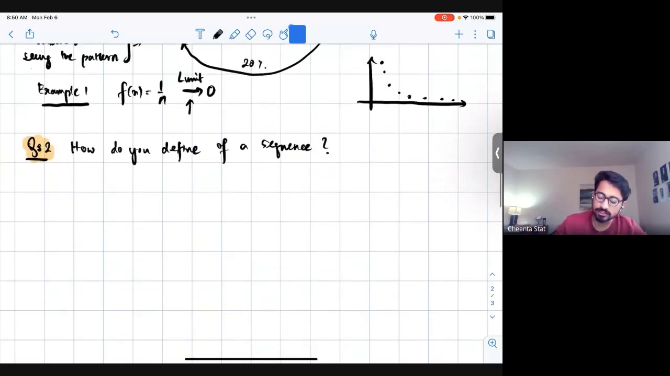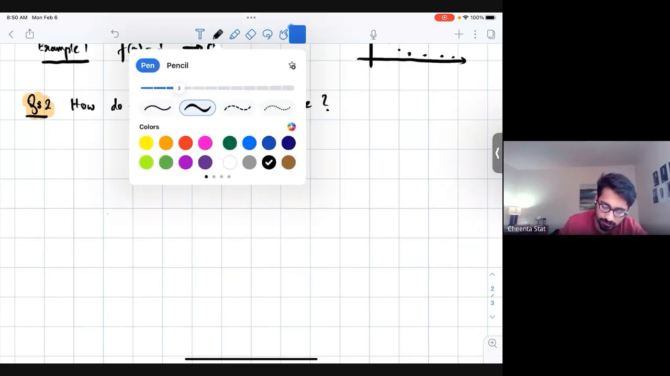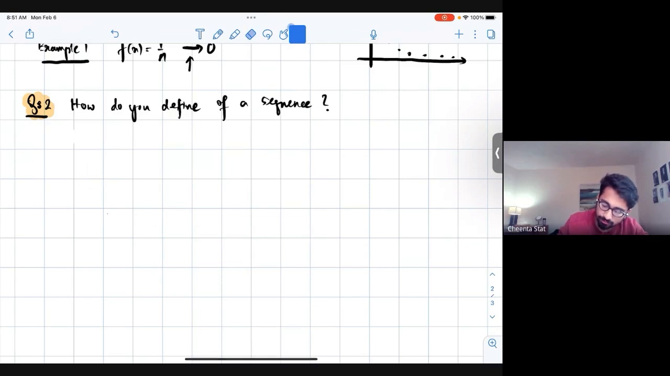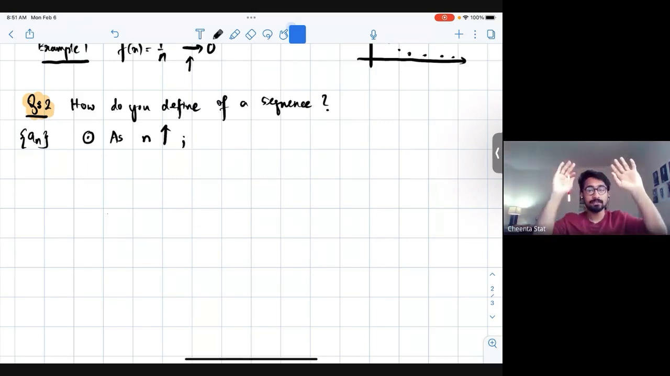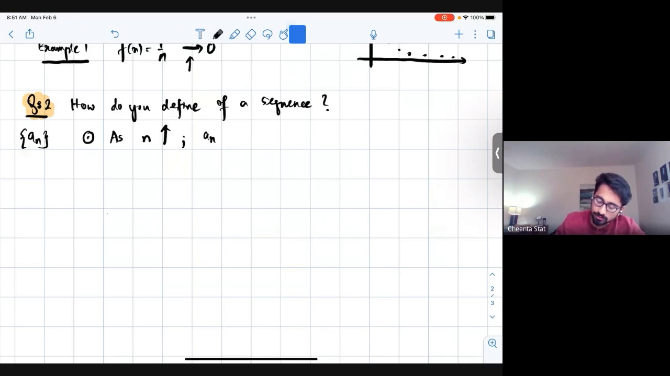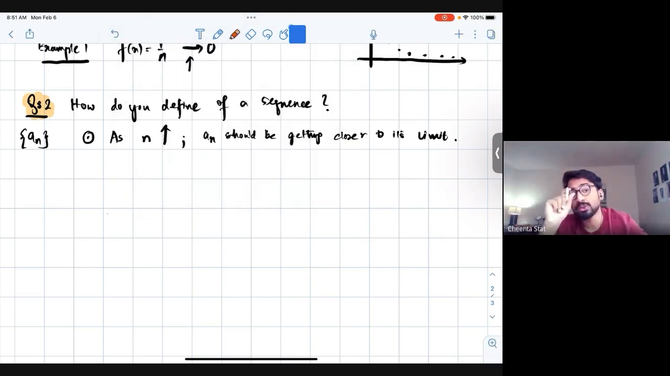Okay, so let's try out with this example. Essentially the basic idea is this. Understand this term very well. We are given f of n or an. The basic idea is that as n increases, I'm writing in code language so that it's short, an should be getting closer to its limit. Now let's see where the mathematics can come in, which words we can focus on to make mathematical.